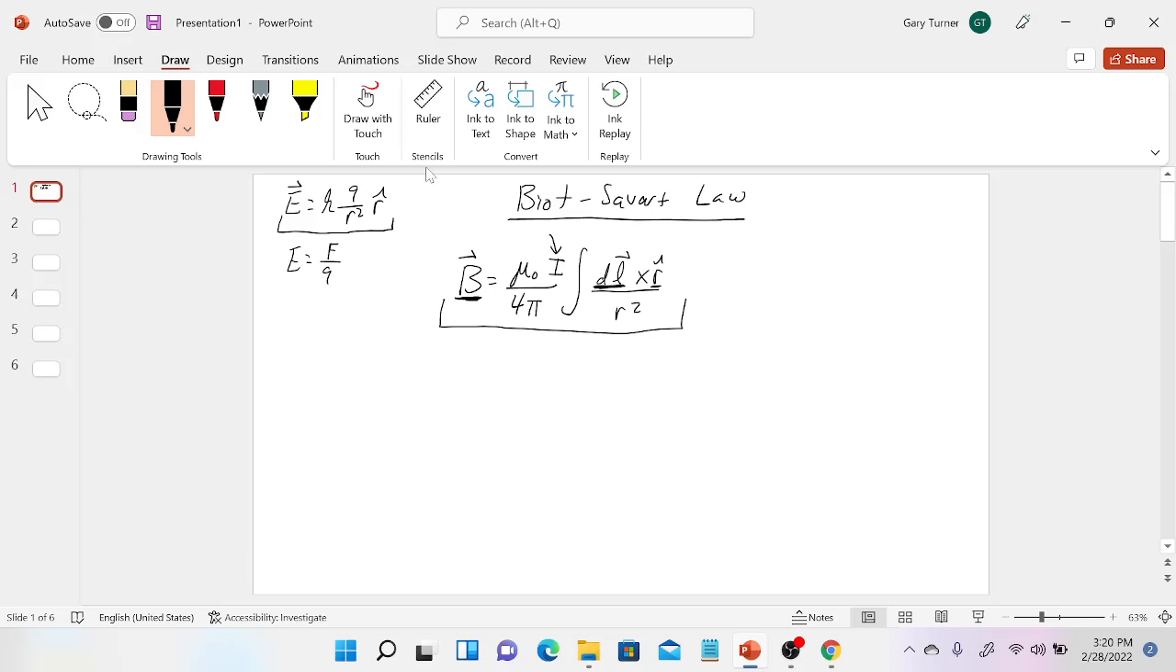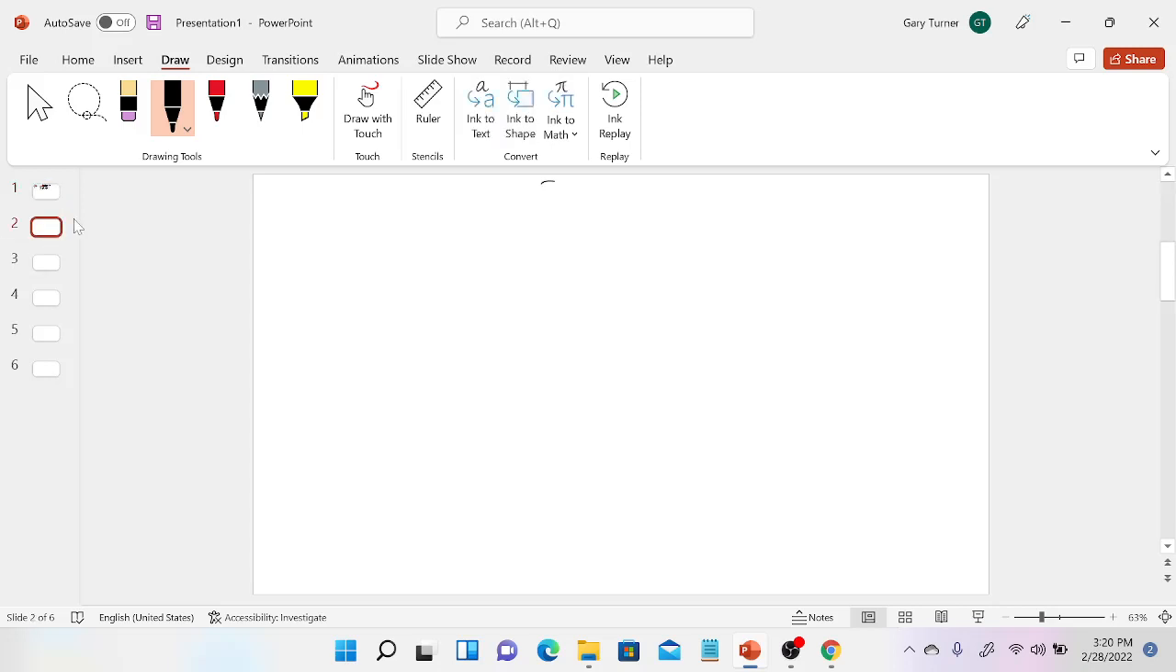The best way to get familiar with the Biot-Savart law is simply to do an explicit example. We'll go through this equation and how to use it step by step for two separate examples. The first example that we will look at is the straight wire.